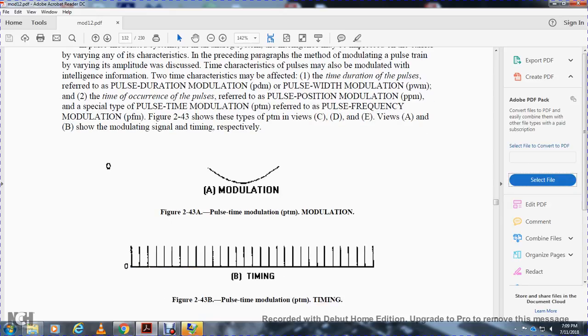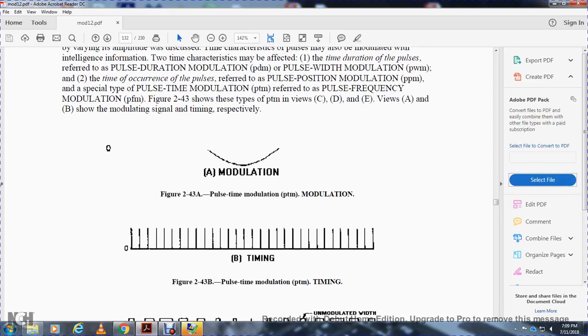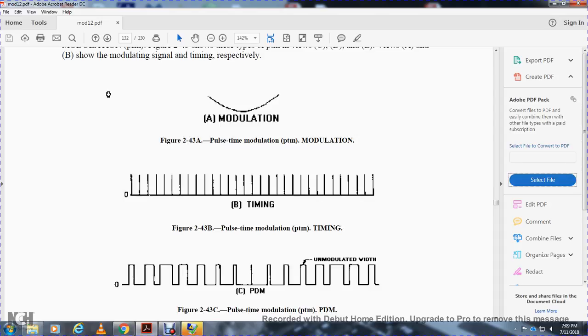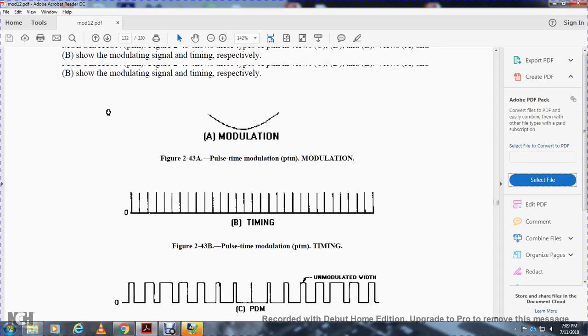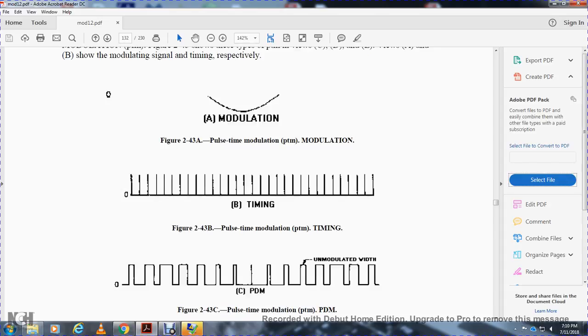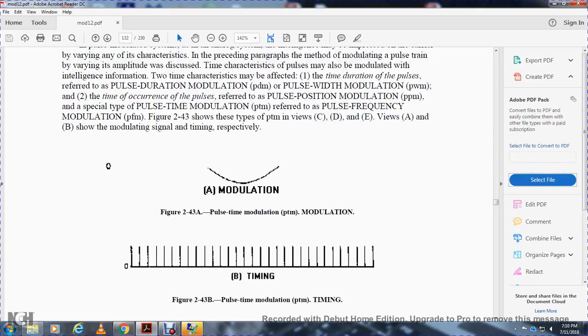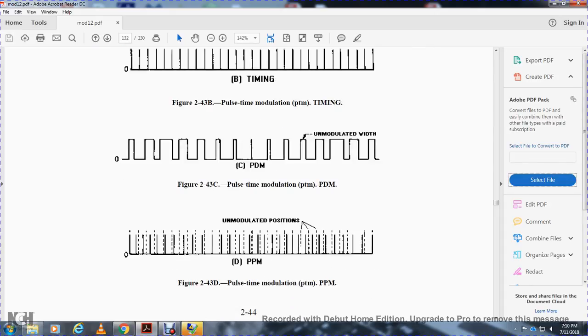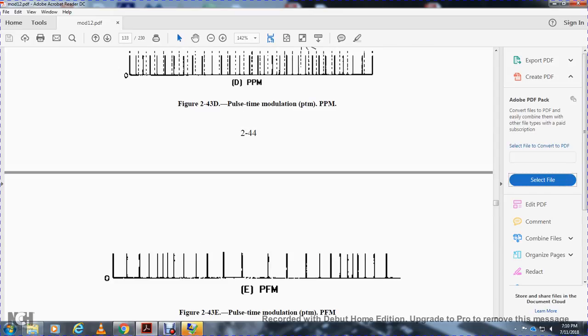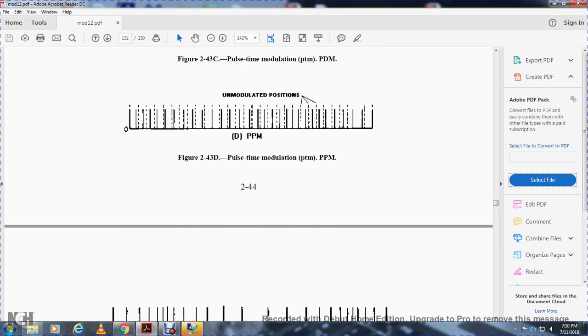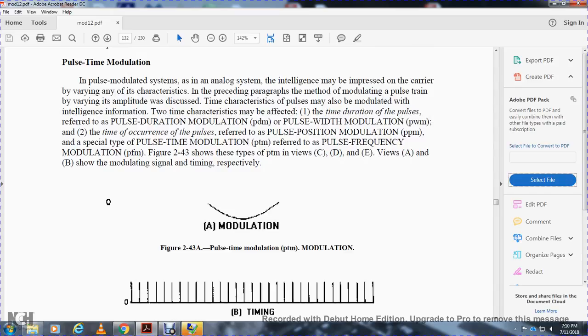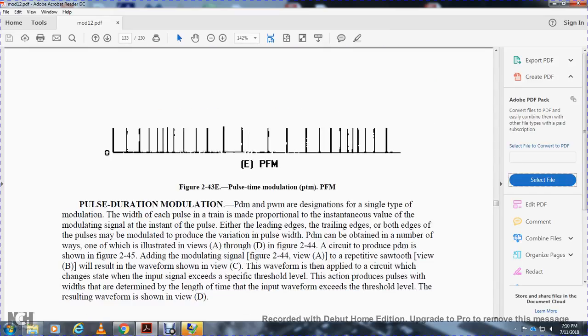243A shows the pulse time modulation. 243B shows the pulse timing modulation, and 243C shows the pulse duration modulation, with unmodulated width. Unmodulated positions of the pulse are shown in pulse position modulation. Pulse timing modulation also includes pulse frequency modulation.